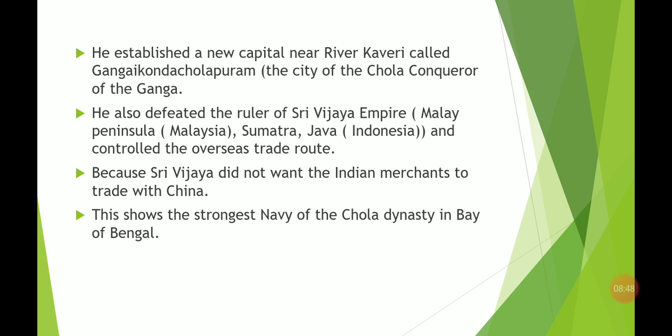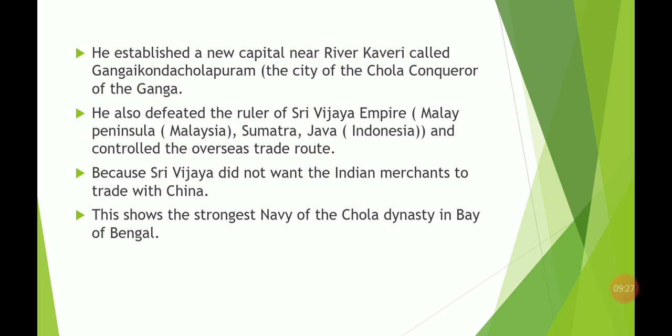He also established a new capital near river Kaveri called Gangai Kond Cholapuram. In praise of reaching the Ganga region, he established a city near the Kaveri river, named Gangai Kond Cholapuram, meaning the city of the Chola conqueror of the Ganga. The ruler who reached the Ganga established this city in praise of that.